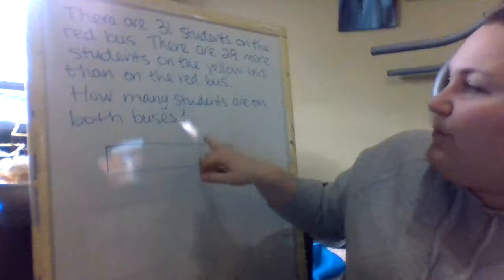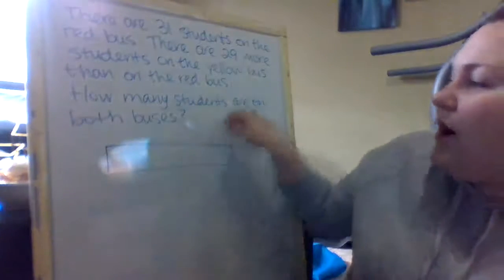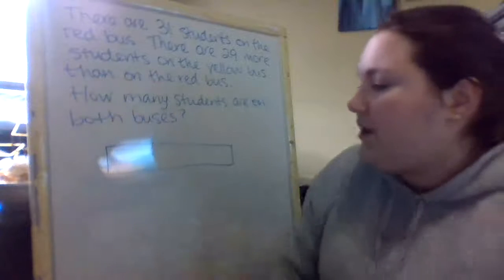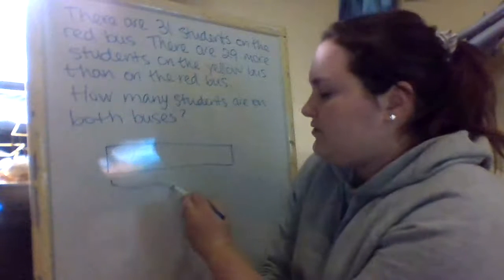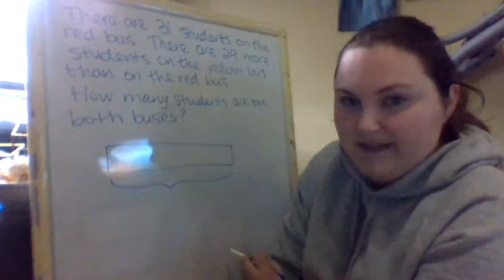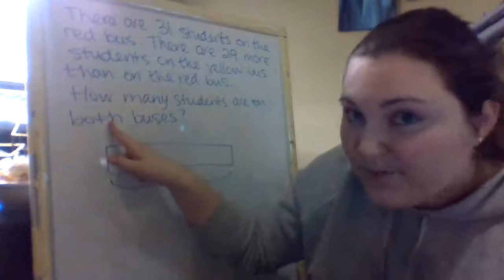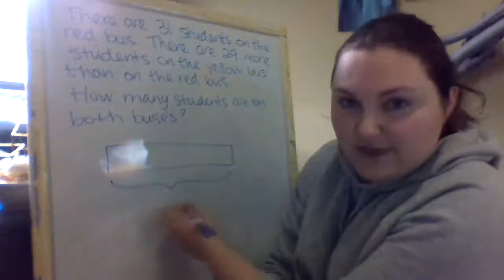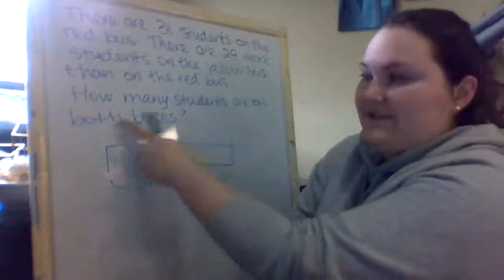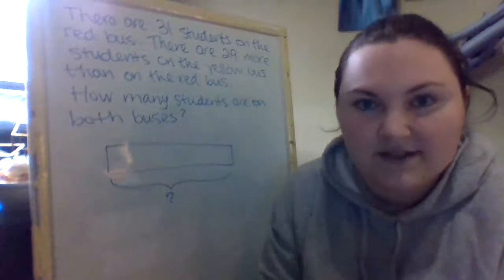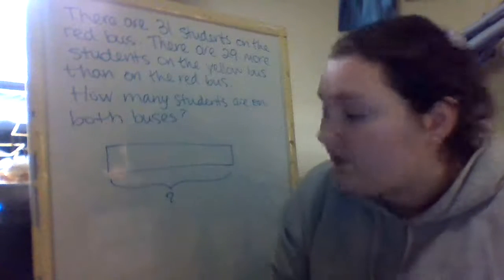So in this problem, we are looking for how many students are on both buses. We're looking for the total. So we don't know the total. The total is usually represented something like this. So if they had told me there was a total of 100 students on both buses, I would write the number 100 here. Since they're asking us to find the total, though, I'm going to put a question mark there. That is what the question is asking us to find. That's what we're looking for.